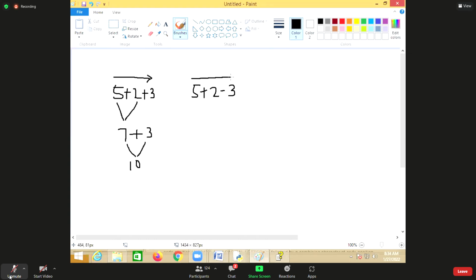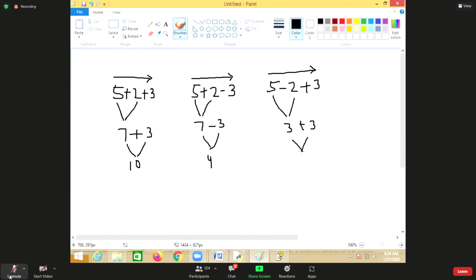Then evaluation is from left to right. 5 plus 2 is what here? 7. And 7 minus 3 is what here? 4. Because these operators are equal precedence operators. If I'm writing 5 minus 2 plus 3, how many operators are there? Two operators. One is minus and one more is plus. Both are given equal precedence. Then 5 minus 2 is what here? 3. And 3 plus 3 is what here? 6. So the result of this is 6.